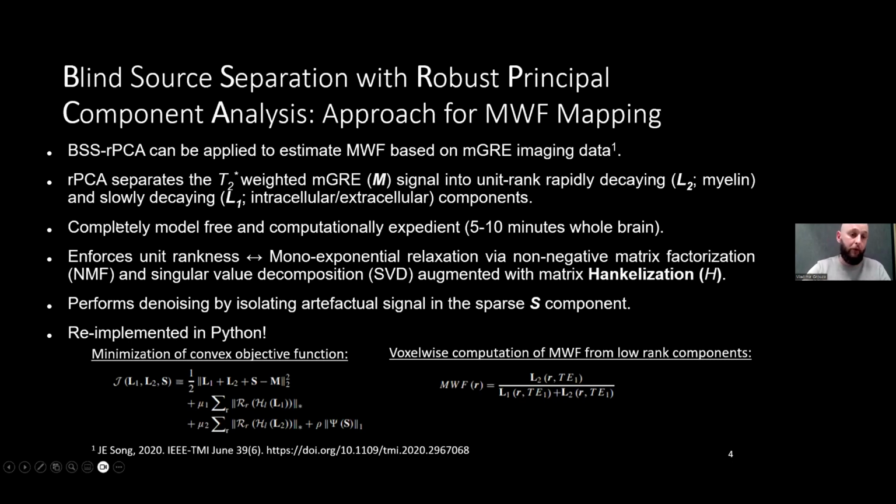And unlike the previous models discussed, this is completely model-free. It's computationally expedient, which means 5 to 10 minutes computation for whole brain coverage. And it also performs denoising simultaneously by sequestering any artifactual signal into what's called the sparse S component. And fortunately, we've re-implemented it in Python, and we're happy to share it.